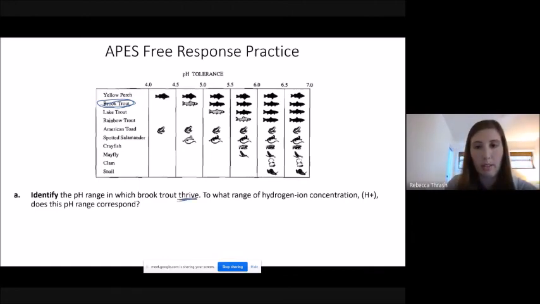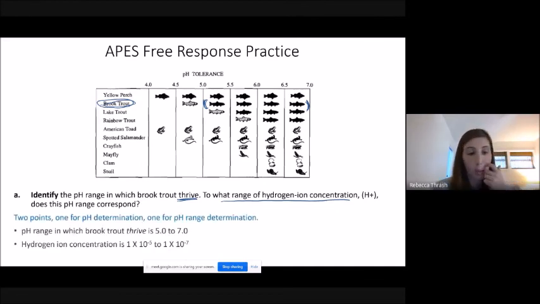So that's this range here to this range. So about a pH of 5 and a pH of 7. Now we also need to know the concentration of hydrogen ions that this corresponds to. So you would have gotten 2 points here, one for the pH determination and one for the range determination.